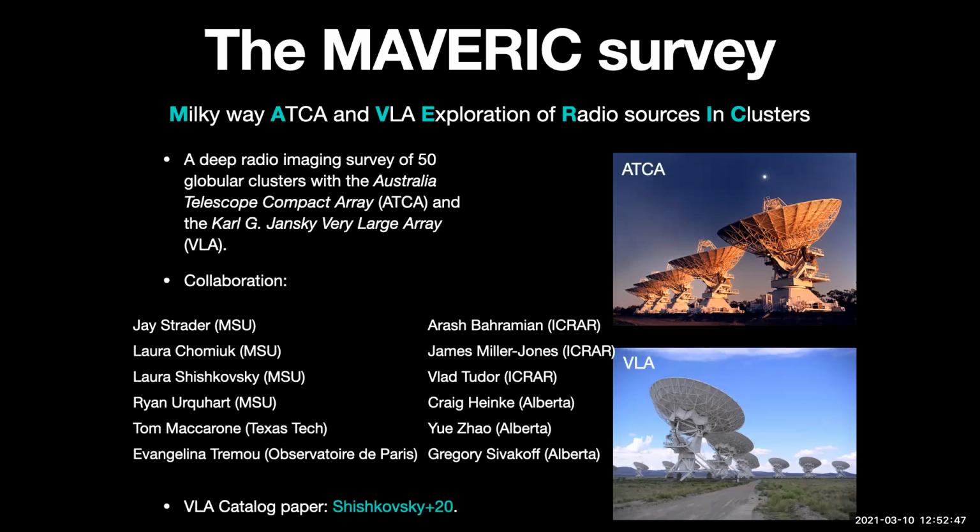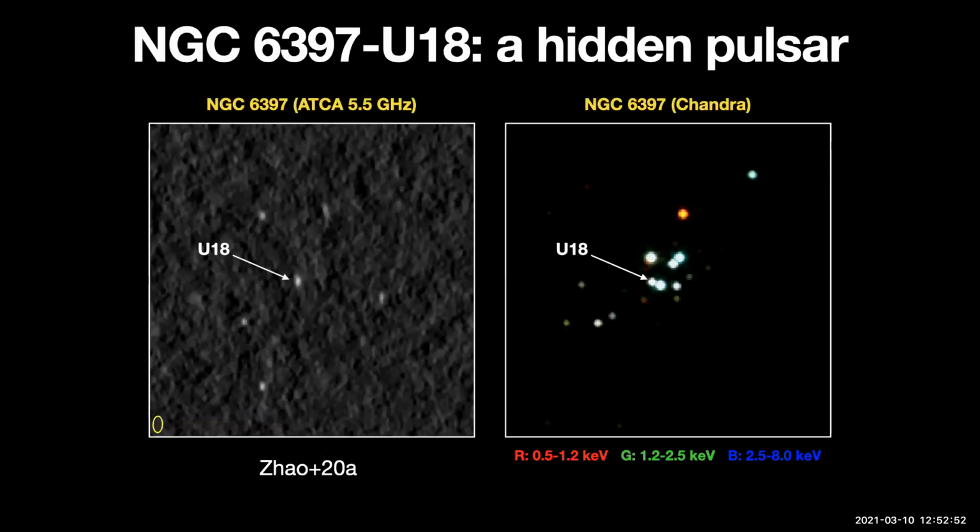Here I just want to mention one piece of my research with the MAVERICK survey. We discovered a pretty confident millisecond pulsar candidate in the globular cluster NGC 6397. U18 is the name of the X-ray source right here. This source was previously suggested to be another millisecond pulsar in the globular cluster. There's a known millisecond pulsar called U12. I don't remember where it is, but it's somewhere in the core. We cross-matched the X-ray position, or overlaid the X-ray position on the radio image, and we find the radio source here actually coincides in position with the X-ray source.